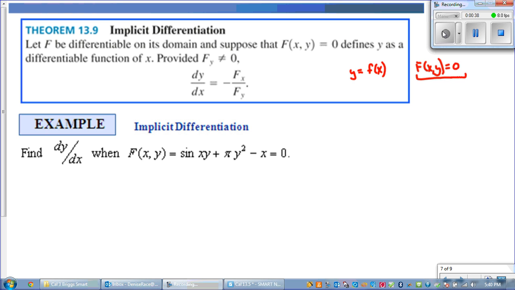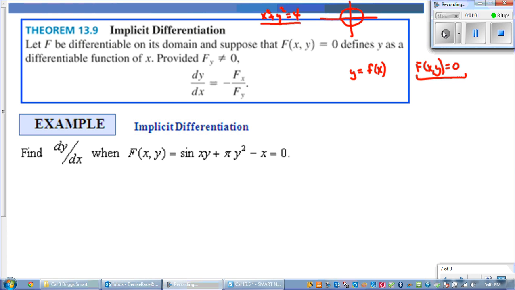Now, as an example, let's say we had the equation x squared plus y squared equals 4. Now, that's not a function. In fact, if you graph it, it's a circle. We have one function would be the top half, the other function would be the bottom half. So there's actually two explicit functions defined by this equation.